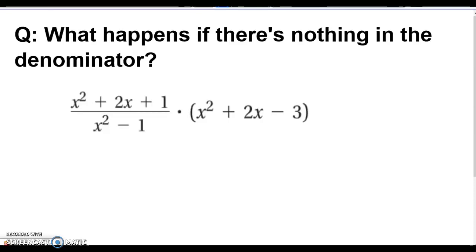Now on to some that seem to be a little bit more challenging. What happens if there's nothing in the denominator? Well, just like a regular number, you can always put something in the denominator. So I'm just going to put it over what? If you have like the number 6, what could you put in the denominator that would keep it the same? Yeah, 1. So I'm just going to put a 1 down there.